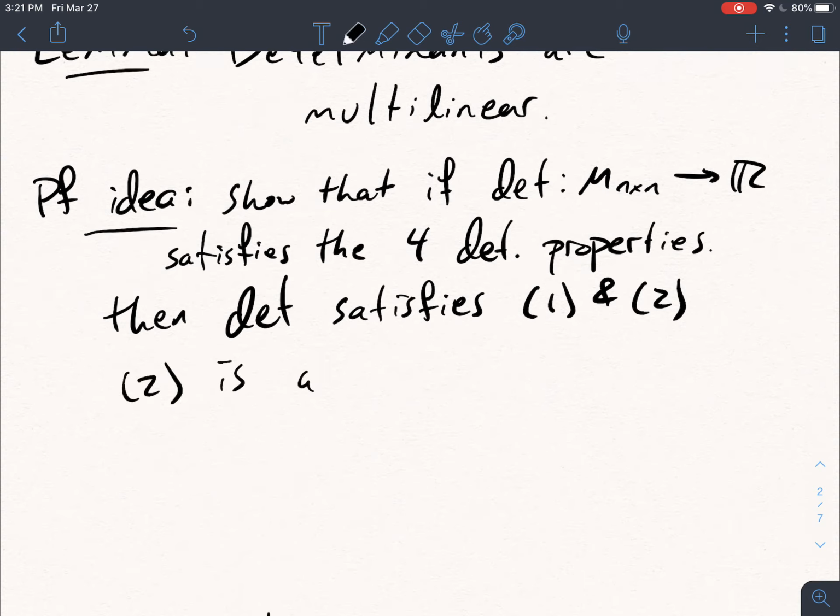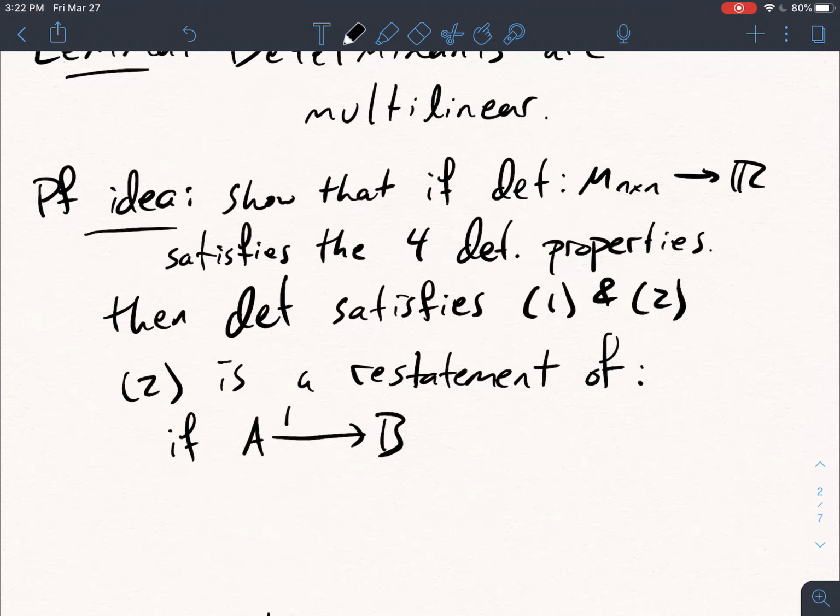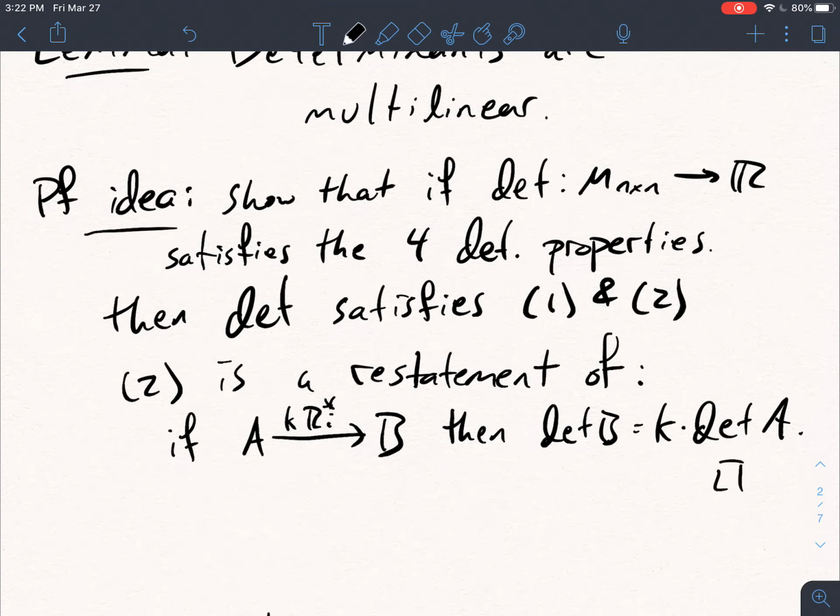So property 2 is a restatement of the property that if A row reduces to B by taking k times row i, then the determinant of B is equal to k times the determinant of A. And property 1, I'm not going to go through the proof of that. It is in the book, and I would recommend you read it if you are interested, but I want to keep moving.